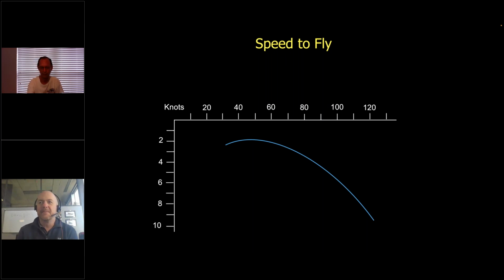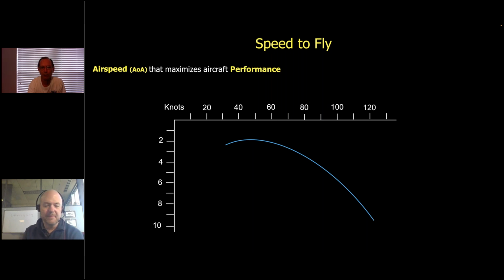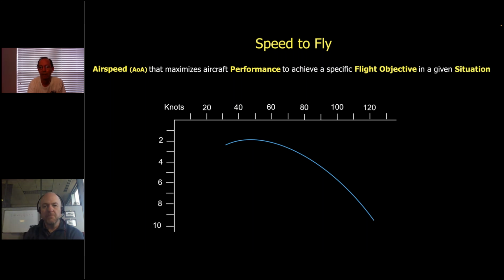Sorry about that. All right, very good. So speed to fly, the definition of speed to fly is the airspeed that will maximize the aircraft's performance to achieve a specific flight objective in a given situation.